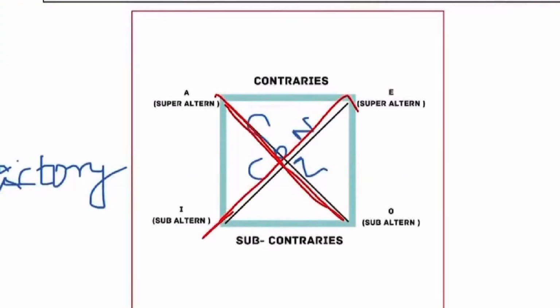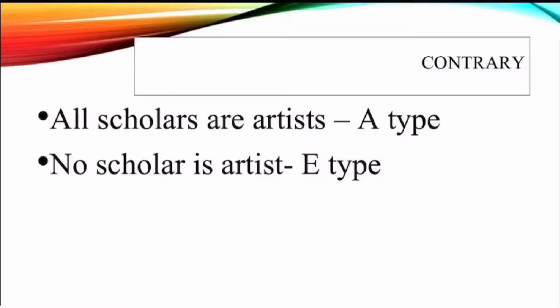Two propositions are contrary if both cannot be true, but they both might be false. Here, in this case, there are two propositions again. All scholars are artists, no scholar is artist, A-type and E-type proposition. These two propositions both cannot be true. All scholars are artists has to be true or no scholar is artist has to be true. Both cannot be true together, but they both might be false. In this case, we say that these two propositions are contrary.